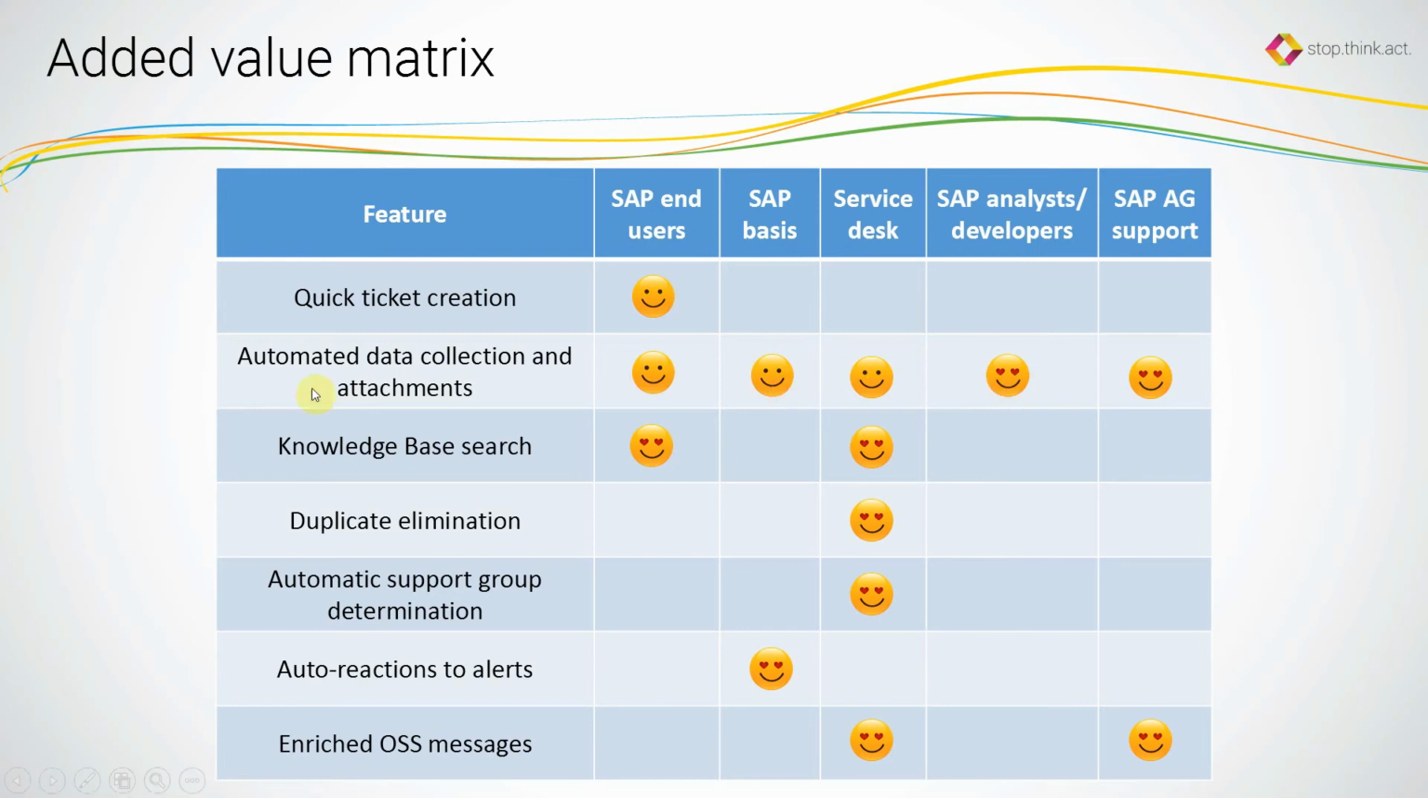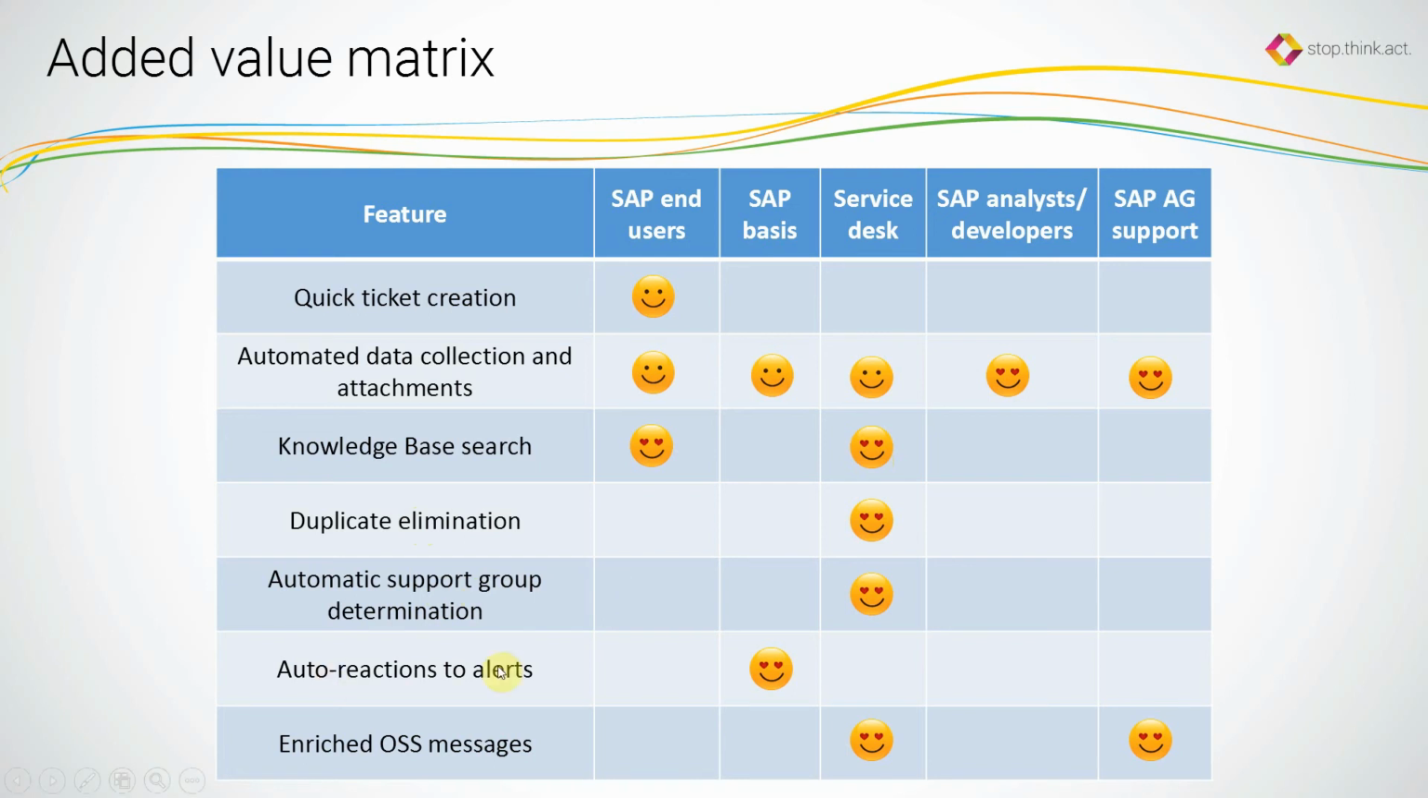Everything is included. The knowledge-based search is important for the end users. They can solve some of their problems themselves, and of course it's good for the service desk as they don't get as many tickets. Again, elimination of duplicate incidents helps to free up your resources, better organize your resources at the service desk because of less incoming tickets. Again, the automatic support group determination helps you to resolve the problems quicker.